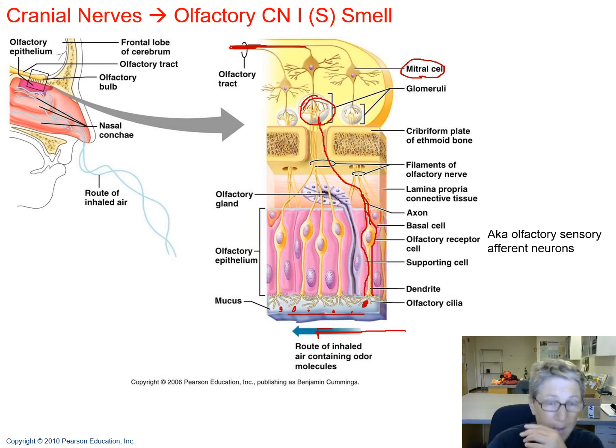So remember, if you are a bundle of axons in the peripheral nervous system, you are a nerve. If you're a bundle of axons in the central nervous system, you are a tract. So it's the same thing. You're a bundle of axons. You just have a different name if you're in the peripheral nervous system or the central nervous system. And so these mitral cell axons are in the central nervous system now. So those neurons' axons would be traveling in a tract.